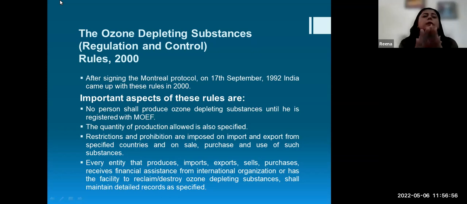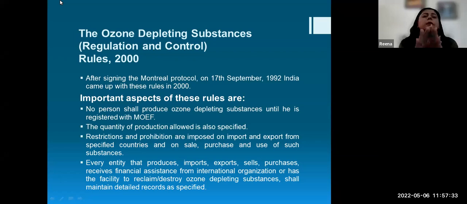Under this, every entity that produces, imports, exports, sells, and purchases receives financial assistance from the international organization to reclaim or destroy ozone depleting substances. Due to these restrictions and prohibitions, the usage of ozone depleting substances has been reduced very much, and they have been replaced with better substances that are not ozone depleting or greenhouse gases.